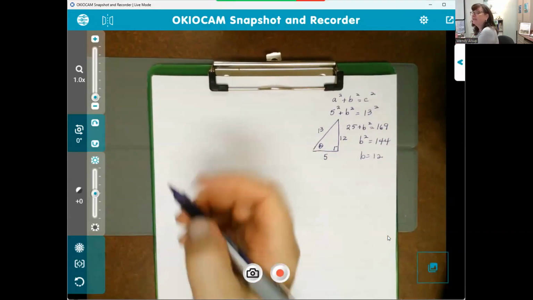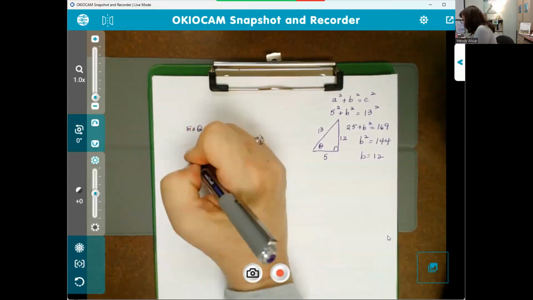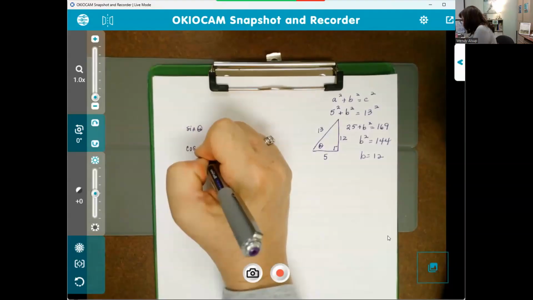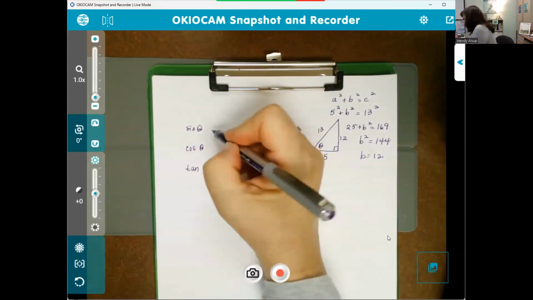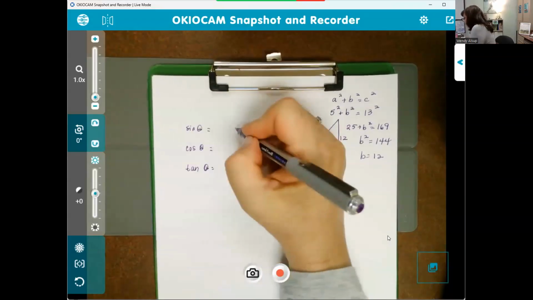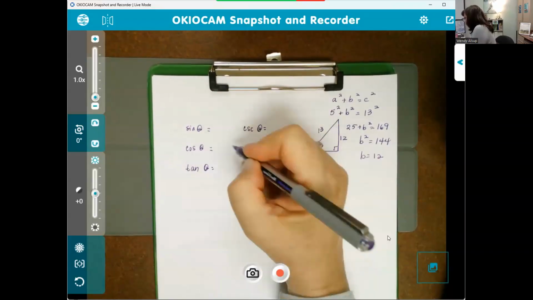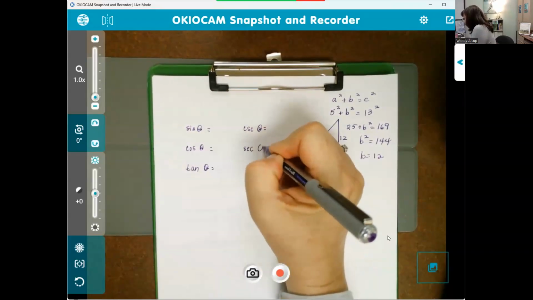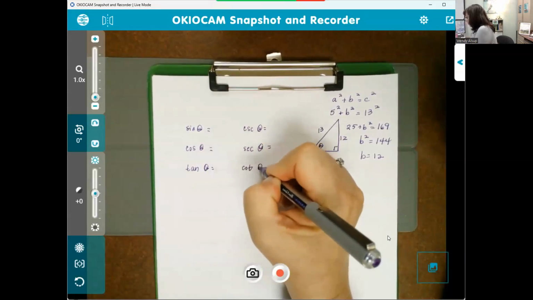All right, now I can do all of these guys. I can do sine of theta, cosine of theta, and tangent of theta. And then once I get those, it will be real easy to find the reciprocals. The reciprocal of the sine is the cosecant of theta. The reciprocal of the cosine is the secant of theta. And the reciprocal of the tangent is the cotangent of theta.